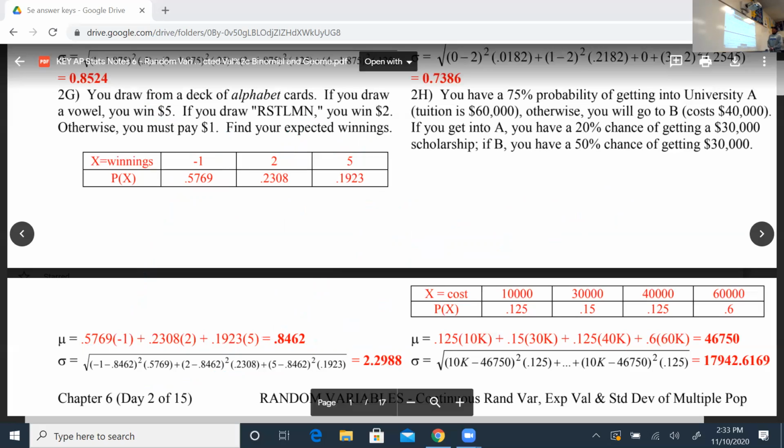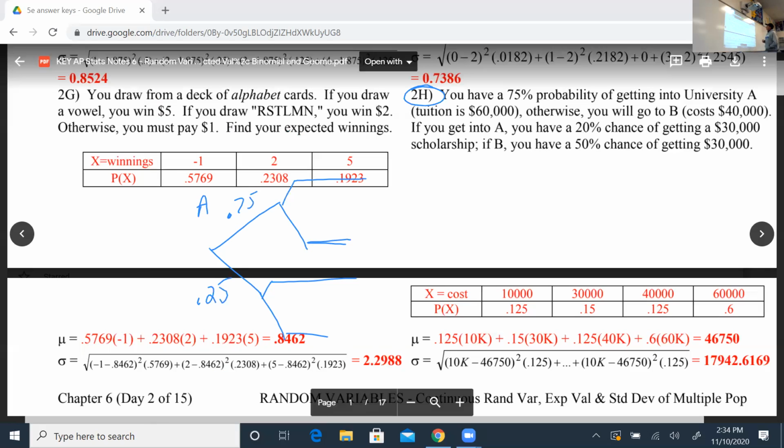You have a 75% probability of getting into University A. Otherwise, you're going to go to B. All right, so we've got to do a little work here. I could even do a tree diagram if I wanted to. If you get into A, you've got a 20% chance of getting 30 grand. Oh boy, I'm going to go tree diagram on this. This is driving me nuts. Okay, so the 75% chance of getting into University A and a 25% chance of getting into B. Just to make my life a little bit easier, I'm going to draw this thing out. Find some room on your notes to get that drawn.